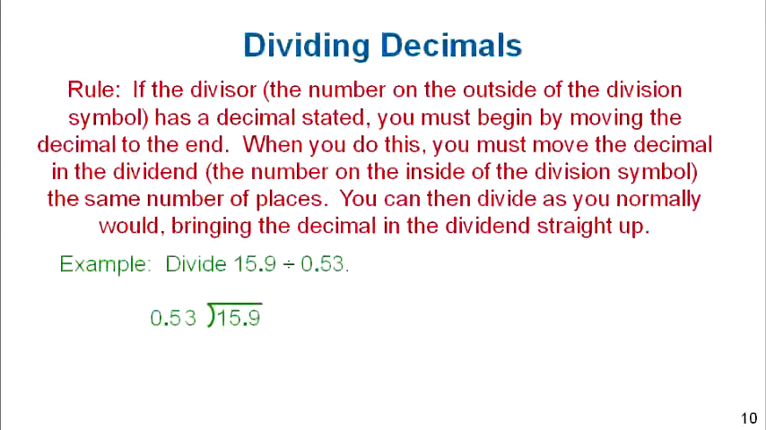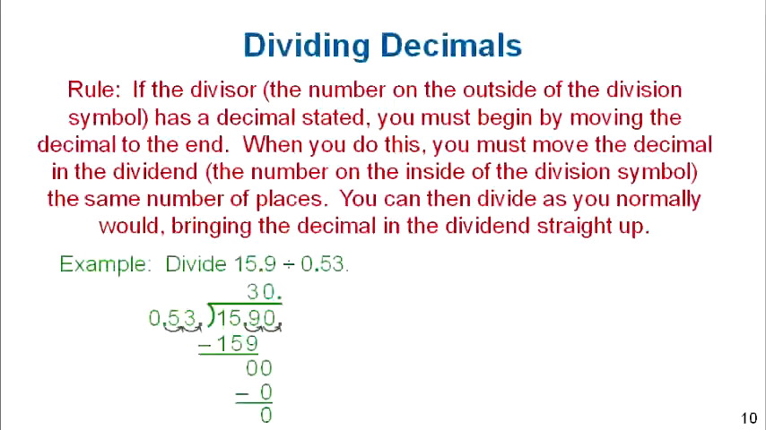Now let's look at another example. To divide 15 9/10 by 53 hundredths, I can begin by setting the problem up like this. Now, because the divisor has a decimal stated, we must begin by moving this decimal 2 places to the right. When I do this, I must also move the decimal in the dividend 2 places to the right. Note that I can add a 0 after the 9 in order to do this. Now I can divide 1,590 by 53.